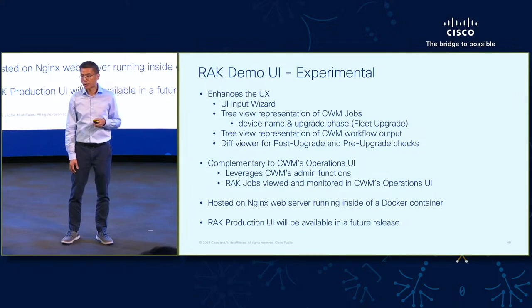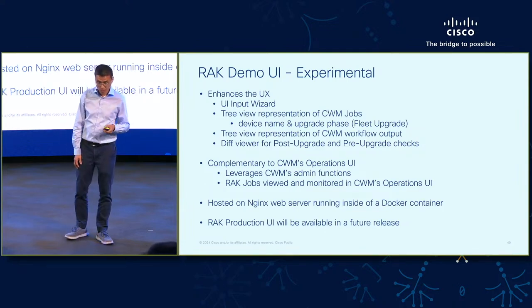Jobs that are executed through the rack demo UI can be viewed and monitored in CWM's operations UI, and vice versa. It is hosted on the Nginx web server, running inside of a Docker container, and it communicates with CWM via its REST API. The rack production UI, which will be better and even easier to use, will be available in a future release.